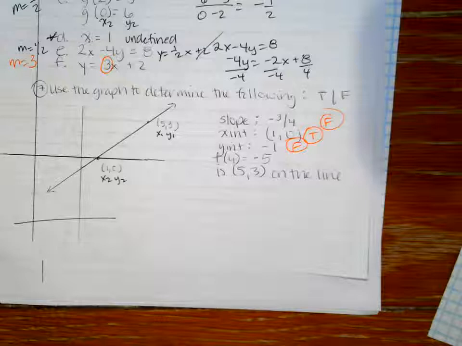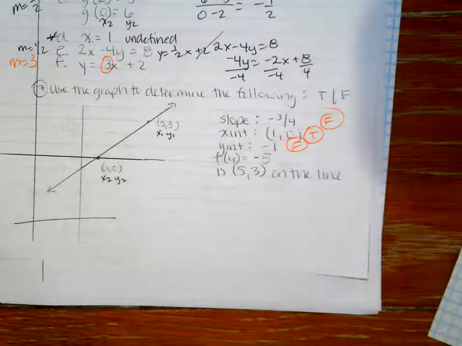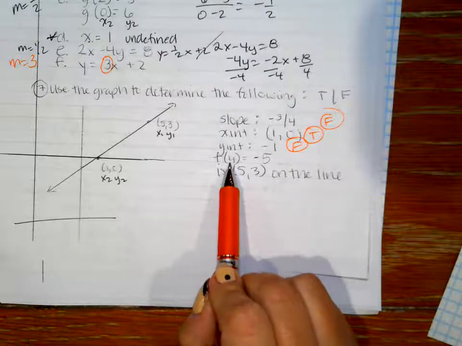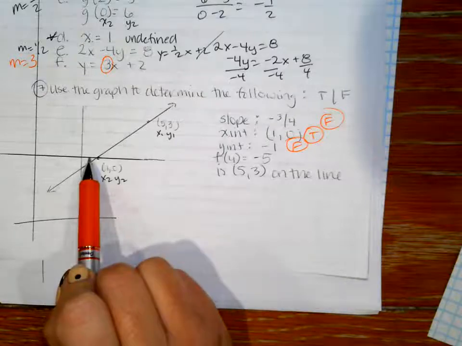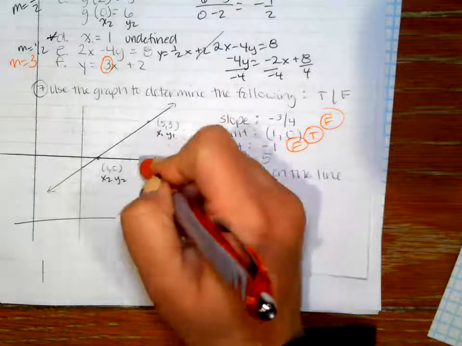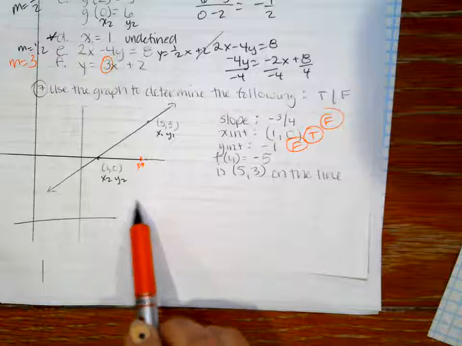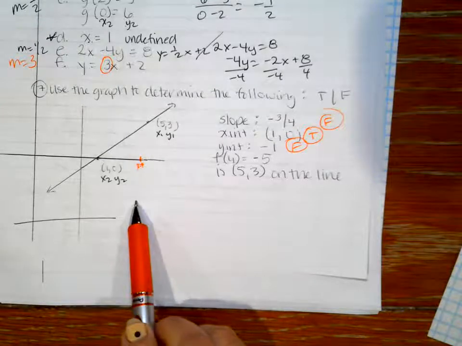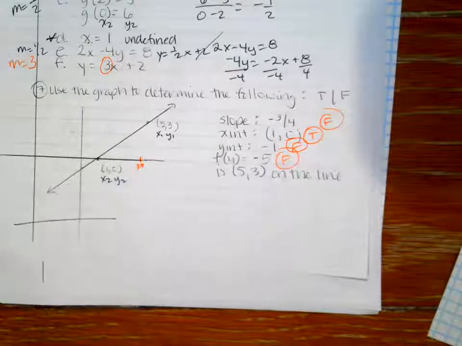F of 4 equals negative 5. So again, before you do any math and you start plugging things in, that means when x is 4, y is equal to negative 5. When x is 4, so I got 1, 2, 3, somewhere around here. Here's like where x is, well, that's 5 right there, but x is equal to 4 somewhere around here. Can y equal negative 5? Is my line down here? No, that's not going to work. That's false.